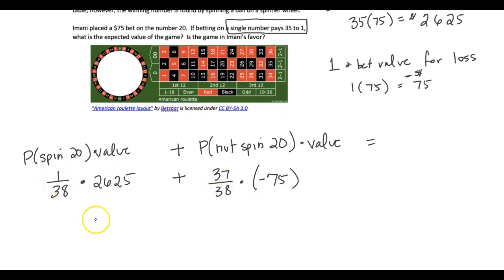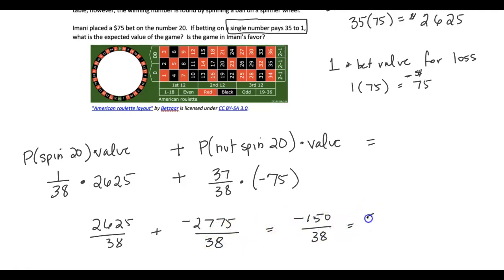Together, simplifying, we have 2,625 out of 38, and 37 times negative 75 is negative 2,775 out of 38, for a total of negative 150 out of 38, or an expected value of negative $3.95.